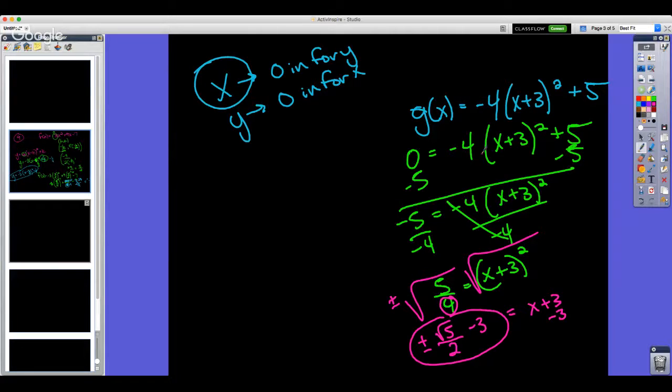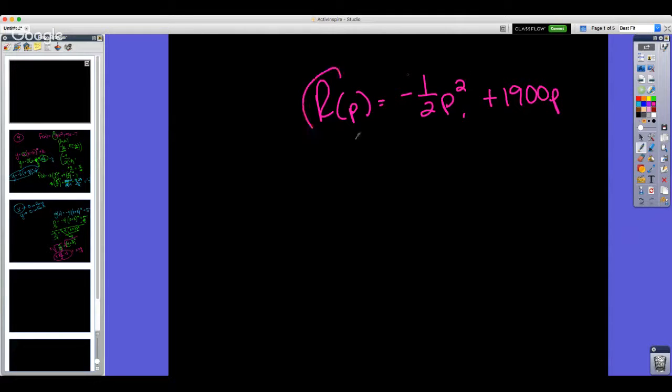So this one, I'm actually gonna pull up the calculator. But before I do that, I'm gonna go back here, and we know that R of P is the equation. That's our revenue there. It equals -1/2 P squared plus 1900 P, right? So we're gonna use this equation where R is the revenue.